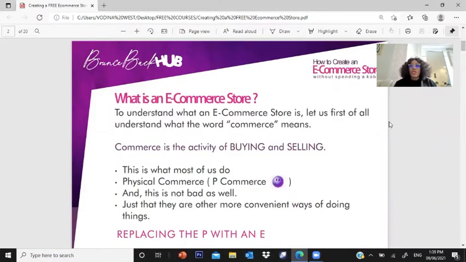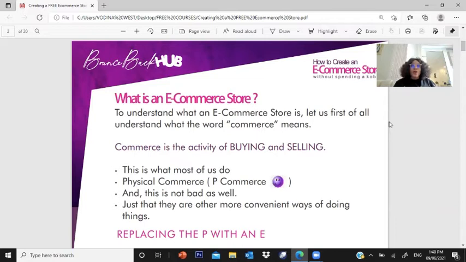Now, first of all, what is an e-commerce store? What is an online store? To understand what an e-commerce store is, first of all, let us understand what the word commerce is. What is commerce? Commerce is the activity of buying and selling. So you buy at $5, you sell at $7. You buy at 5 naira, you sell at 7 naira. That is buying and selling. So that is commerce, the activity of buying and selling.